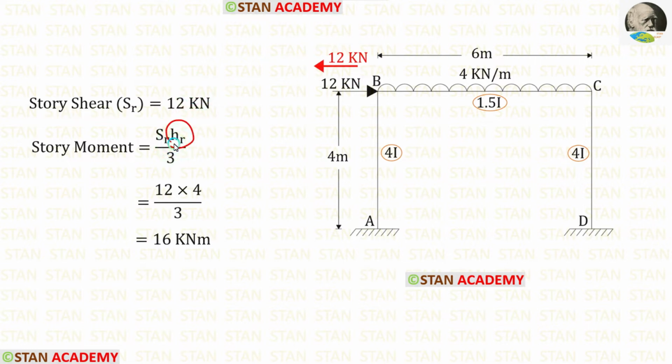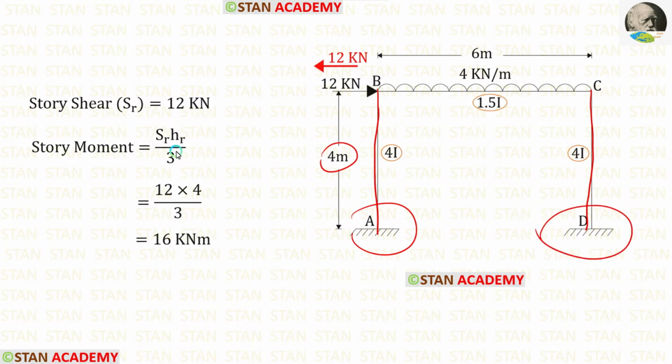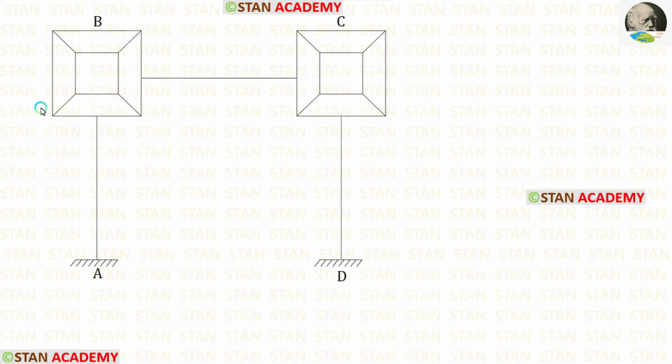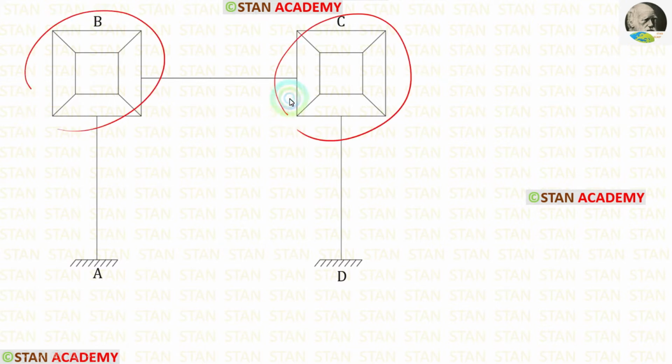HR is the reference height. We have two columns, column AB and column CD. We have to select any one of the column as the reference column. Both of the columns are having the same height, 4 meter, and both of the ends are fixed. In this case, for the reference height, we can simply enter the height 4. After the calculation, for the story moment, we are getting 16 kilonewton meter. In the Kani's method, in the joints, we have to make rectangles like these.